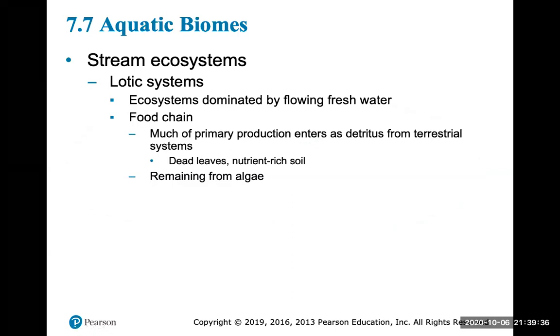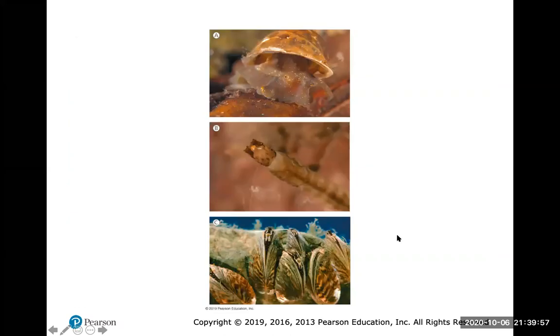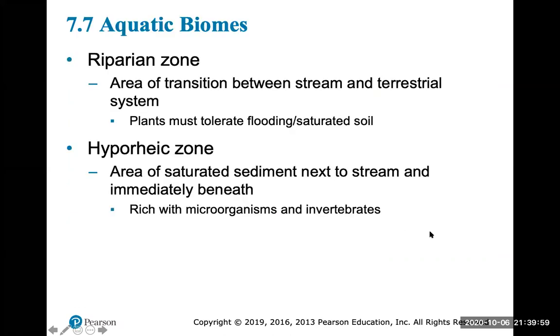Stream ecosystems, lotic ecosystems, are ecosystems dominated by flowing fresh water. The food chain will be important here, where much of primary production enters as detritus, which are dead leaves, nutrient-rich soils, and there's remaining from algae here. So this is a look at a stream lotic ecosystem and some of the organisms that would survive there. The riparian zone and the hyporheic zone, I'll let you read through those on your own.